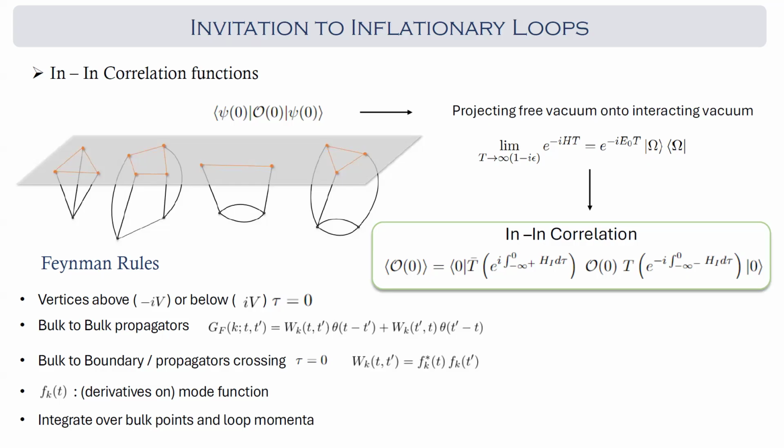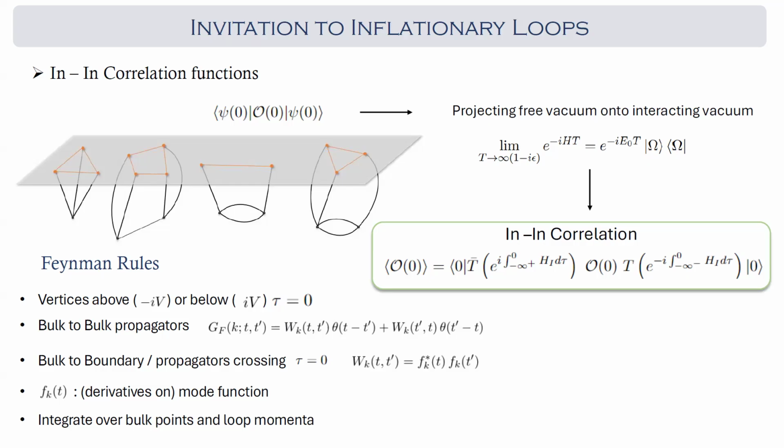And as you can see, these diagrams can have bulk-to-bulk propagators, which are propagators joining 2 points in the bulk. If they're lying on the same side of tau equals 0, you will write down a factor of a bulk-to-bulk propagator, which is given by this Wightman function times Heaviside step functions. But these Wightman functions are what you would write down for a bulk-to-bulk propagator crossing tau equals 0 or a bulk-to-boundary propagator, and they're given by Fk star Fk, where Fk's are mode functions or derivatives acting on them depending on what sort of interactions you have.